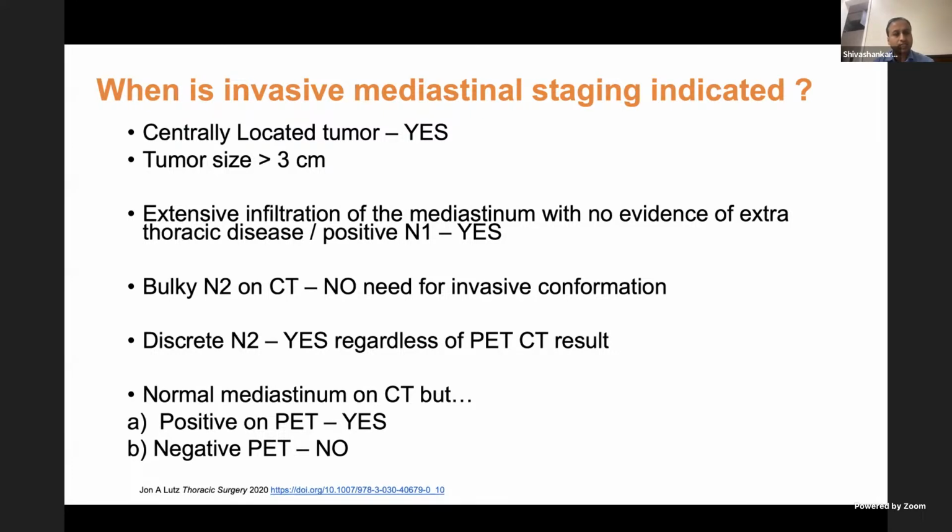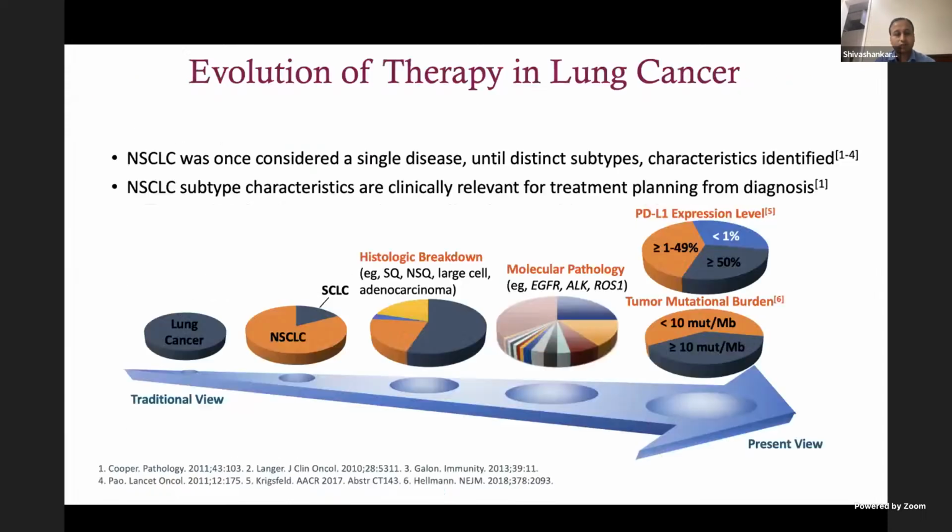Bulky N2 on CT can be taken directly as positive disease. We need not confirm in bulky N2 disease. If it is a discrete N2, regardless of PET-CT, we need to confirm it. And normal mediastinum on CT but positive on PET, again we need to confirm. But if CT is also saying that there is no mediastinal involvement, and it is negative on PET, we can safely omit mediastinal staging. So that was about evaluation and diagnostic workup, particularly in the early stage lung cancers.